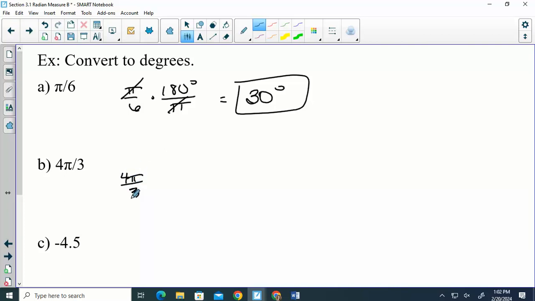All right, 4 pi over 3. So we multiply by 180 over pi. The pi's cancel, and we get 720 divided by 3. Whatever that is. It'd be 240.